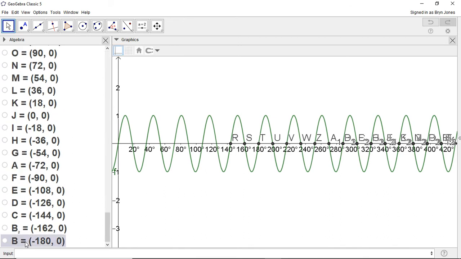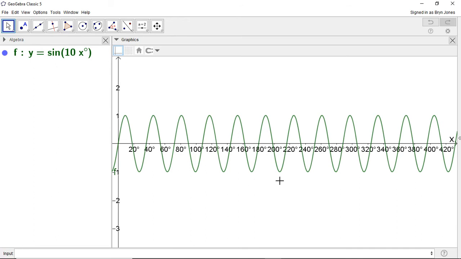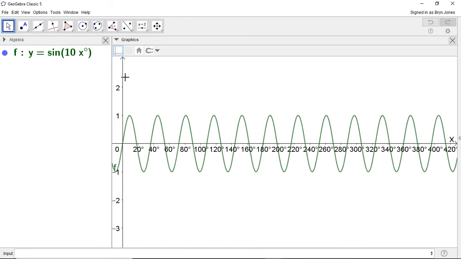Oh, I'm just going to delete this function. There we go. Right, okay. We've got y equals sine 10 of x. So this should repeat itself 10 times. So let's just check. 1, 2, 3, 4, 5, 6, 7, 8, 9, 10. So 10 hills, back down, back up here. So it repeats itself 10 times between 0 and 360.